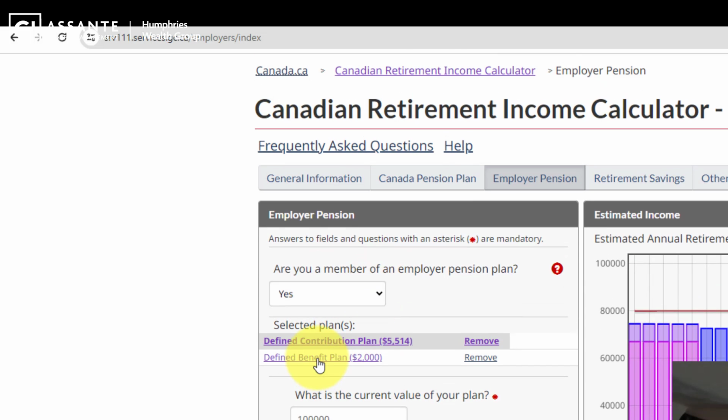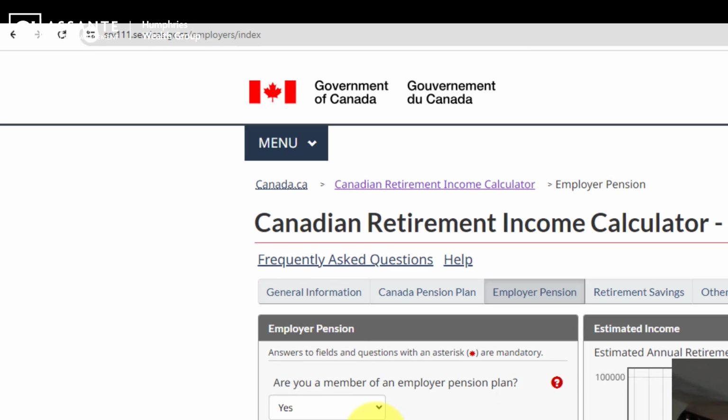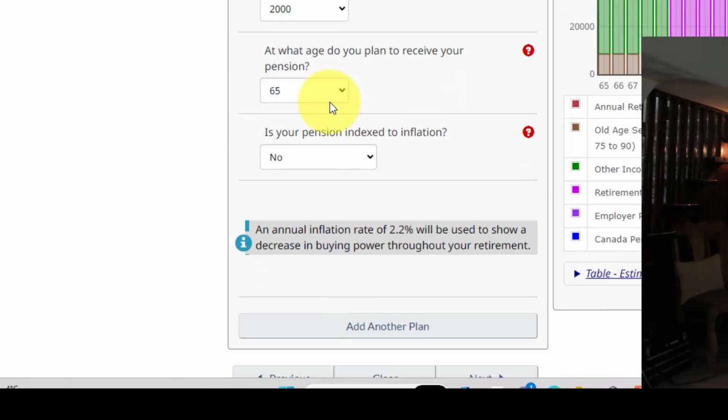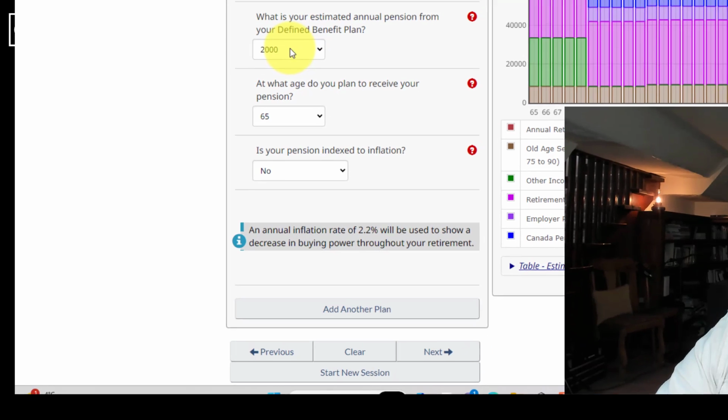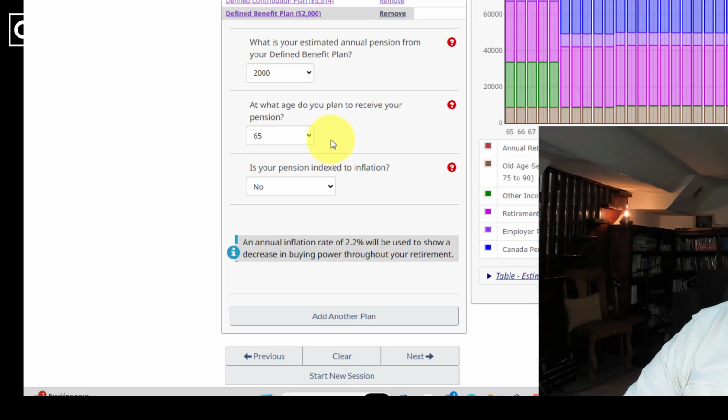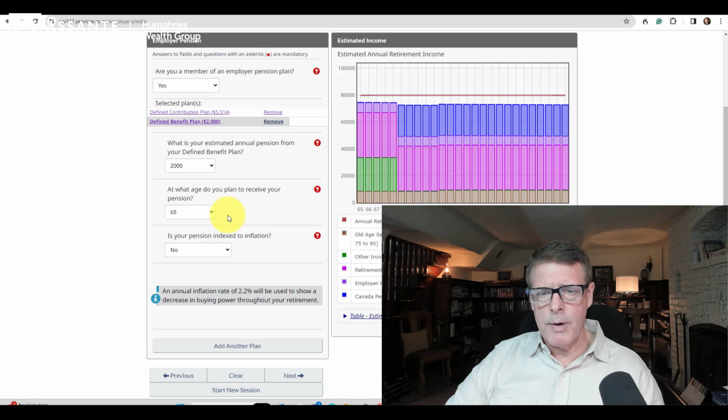Now, we also assume that there'd be some defined benefit pension benefits. So if you go into the defined benefit option, you can add that, which I did. I assumed that I would get $2,000 per year beginning at age 65 with no indexing on the pension plan. So for many of you, you might have these small little benefits you've accrued over the years. That's very common for people. So this gives you a spot to enter that little benefit amount, whether it's defined contribution, group RSPs, or defined benefit plan.